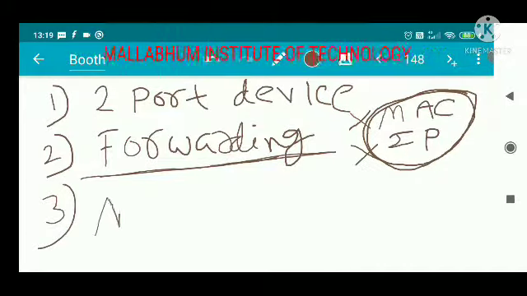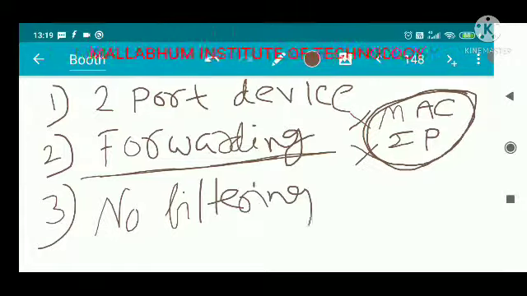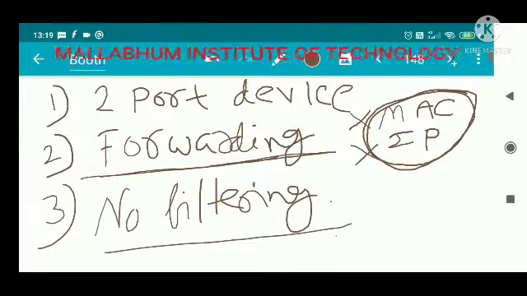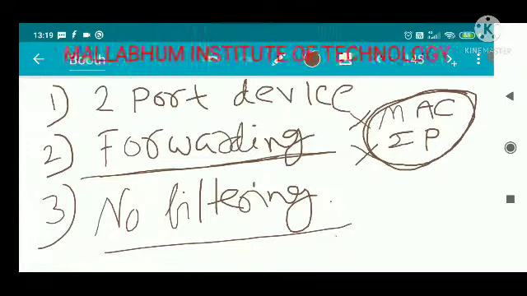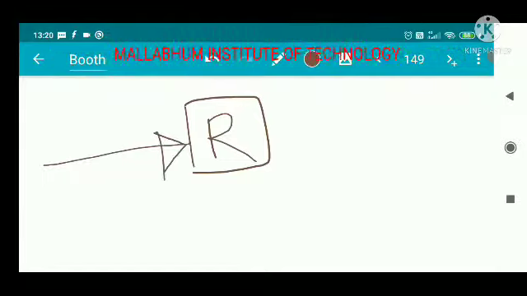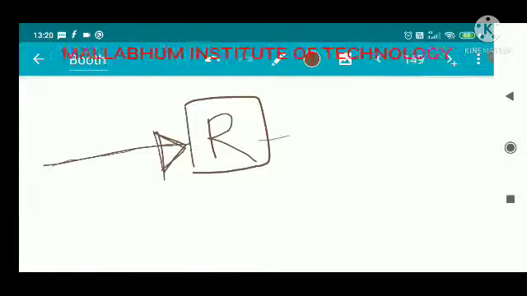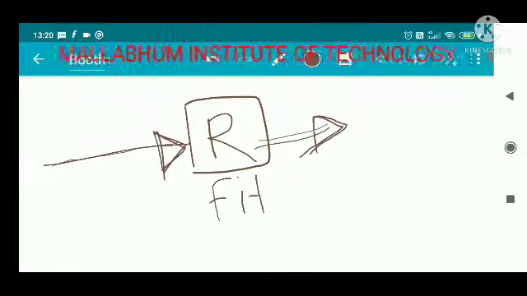And no filtering. No filtering means, as all of you know the English meaning of filter. Suppose there is a mix of signals coming into a repeater, and you want some of the signals to pass through and some not to pass through. That it has no capability for. It does not have filtering capability.